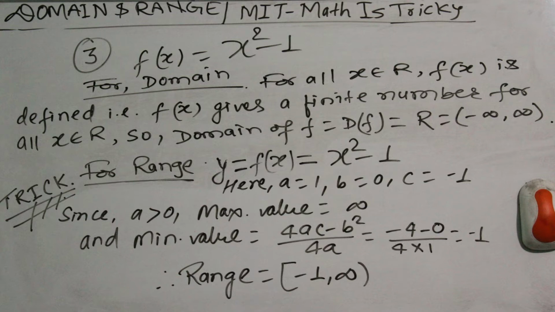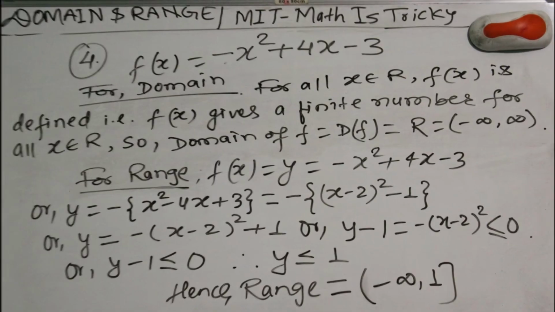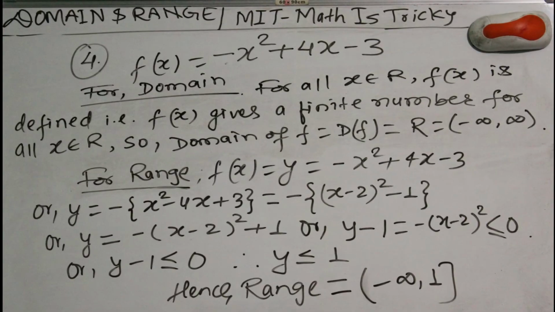And now we are here for question number 4. Already we have solved some problems. Now let's move to question number 4, and here it is. It is again a quadratic polynomial, so it is defined for all the real values of x. Whatever value of x you put here, we'll get a finite number. So the domain will be the set of real numbers, that is, in interval form, minus infinity to plus infinity.